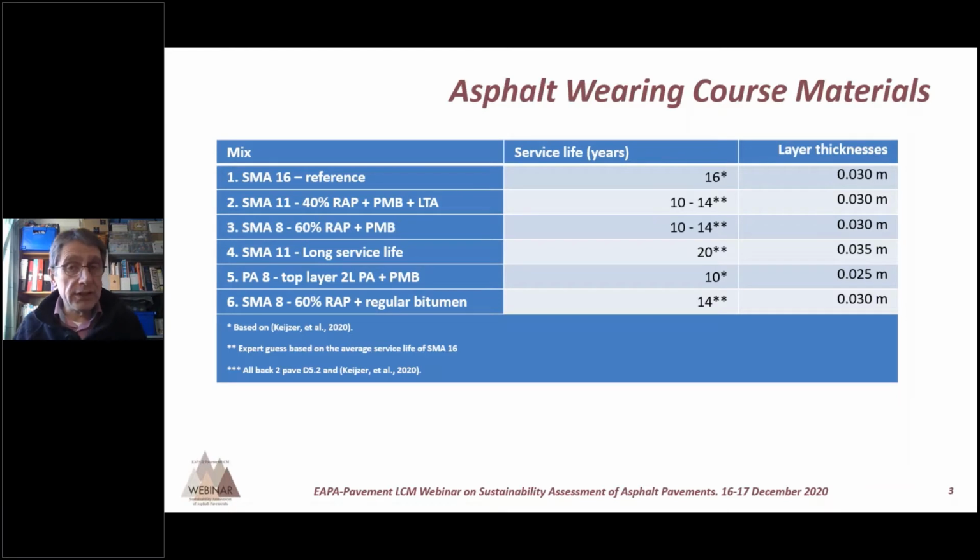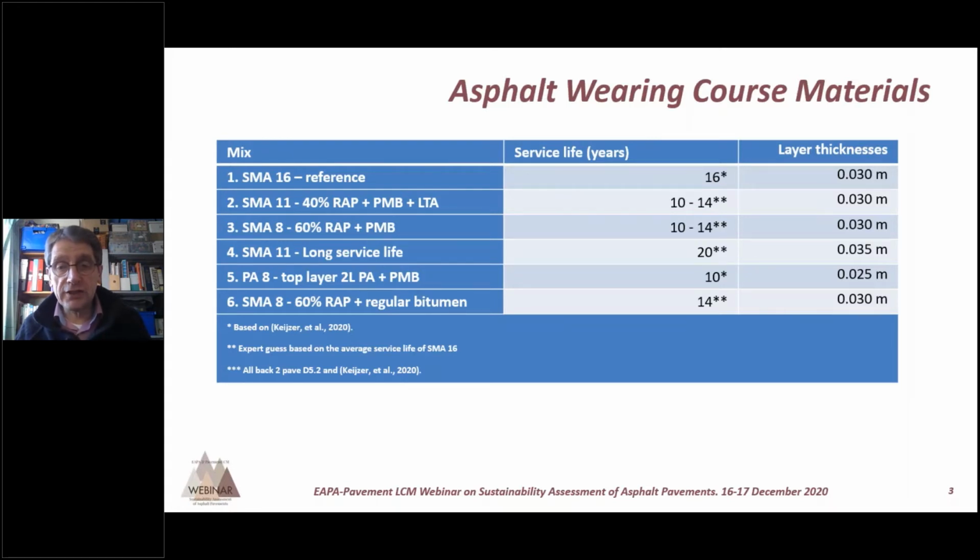You'll find more detail in the deliverables, but here are the 6 case study asphalt wearing course materials. The first one is designed to be a reference material, and then there are 5 others which are meant to be greener, less environmentally impactful asphalt materials. And you can see there in the second column, we've predicted, by reviewing data in some cases and talking to experts in others, what their reference service life of those materials will be.